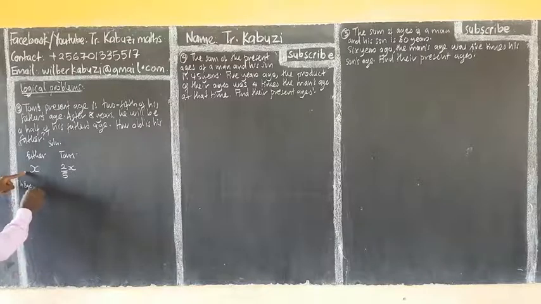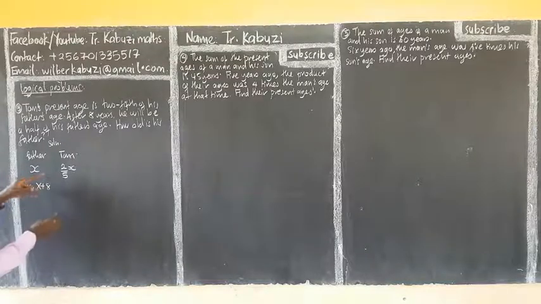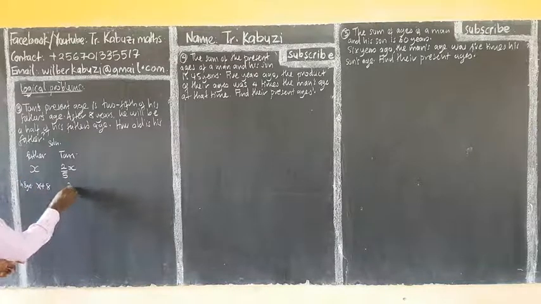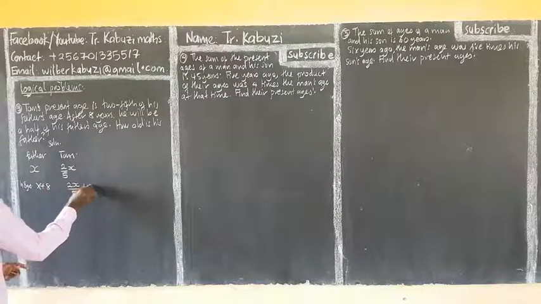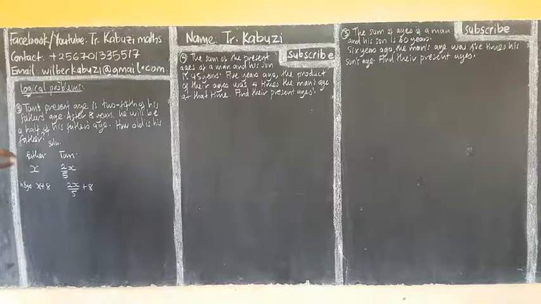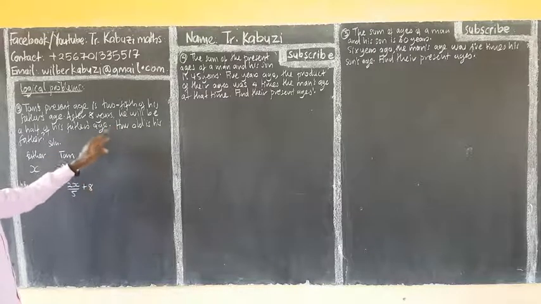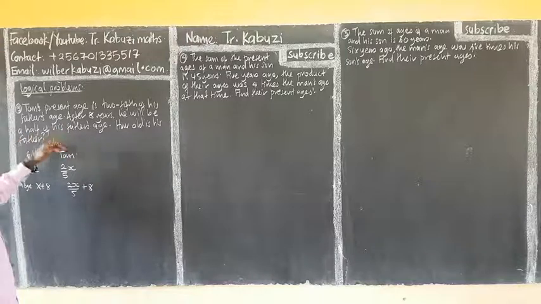this man is going to be x plus 8. On this one, we are going to add 8 years, plus 8. After 8 years, this will be x plus 8. Then this one will also have 8 years added. He will be half of his father's age.